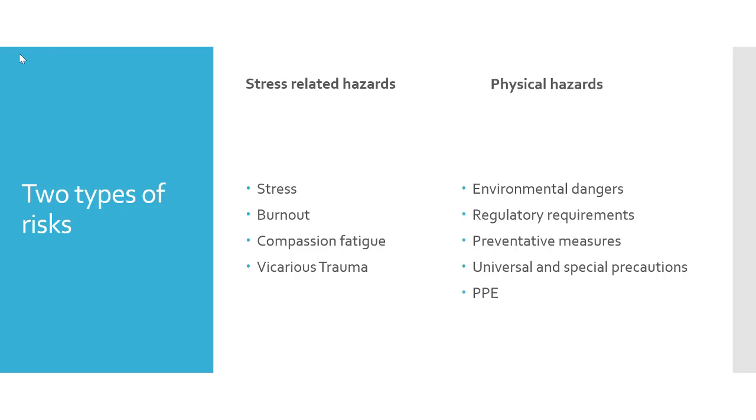So the two types of hazards that your book mentions in section 5.5 are stress-related hazards and physical hazards. And so with stress-related hazards, of course, that includes stress, burnout, compassion fatigue, vicarious trauma. And then with physical hazards, you are looking at environmental dangers. And then your book also has information on some of the regulatory requirements that are in place for healthcare workers, which you are going to be working in a healthcare environment, so you are a healthcare worker. So those regulatory requirements are established to reduce risk, and preventative measures are in place to do the same, to reduce risk and to offer more protection to healthcare workers.